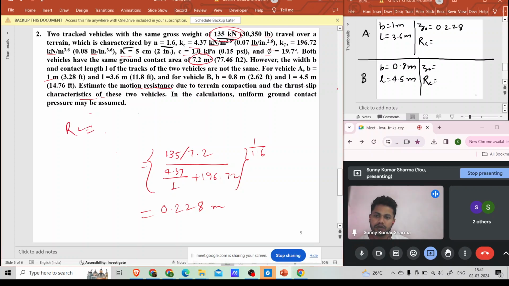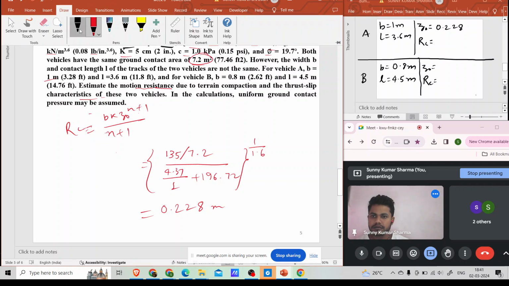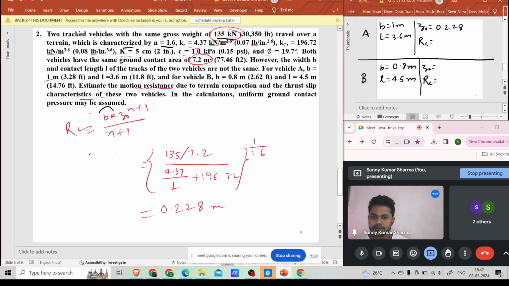Rc, the rolling resistance for this track, is b K z0 to the power n plus 1 by n plus 1. Can you again calculate from this equation? Here is this one, Kc by b plus Kphi. b is 1 meter. So I can give you the value. This you have to multiply by 2 as you have two tracks.